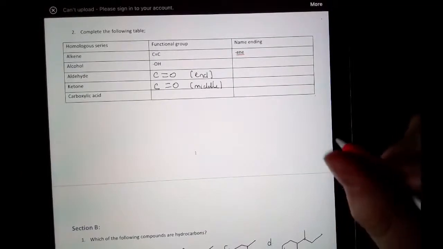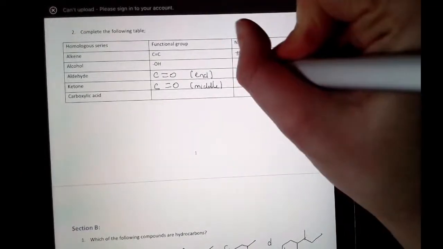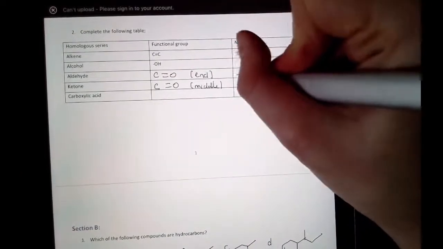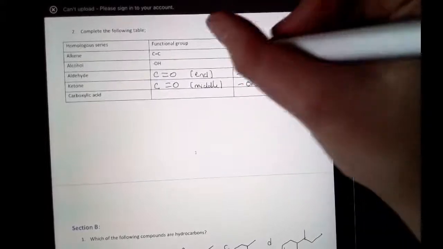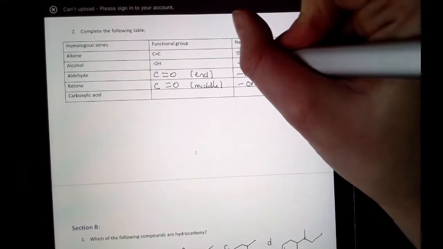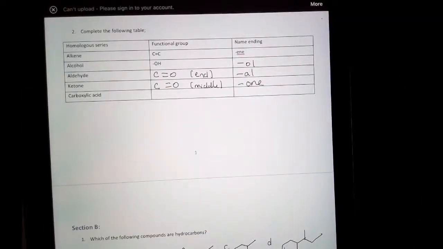The ending for an aldehyde is going to be Al. The ending for a ketone is going to be One. And the ending for your alcohol is going to be Ol. So I've got Ol, Al, and One.